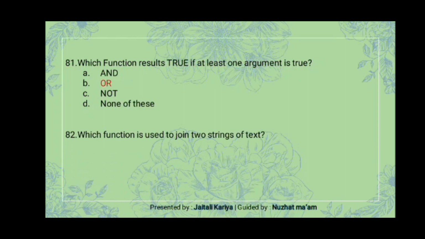82. Which function is used to join two strings of text? A. Join, B. Concatenate, C. Add, and D. None of this. And the correct answer is B, that is concatenate.